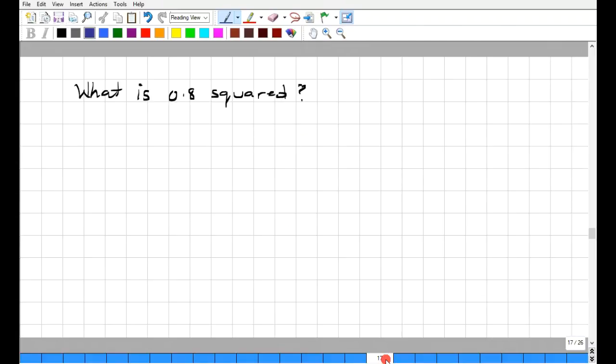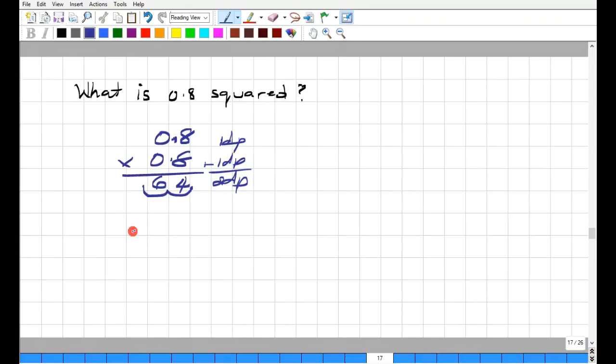What is 0.8 squared? 0.8 squared. And squared means that we're multiplying the number by itself. So 8 eighths will give us 64. How many places of decimal do we have? We have one place here. We have another decimal place. So our answer should have 2 decimal places. So we'll go 1, 2. My answer should be 0.64.